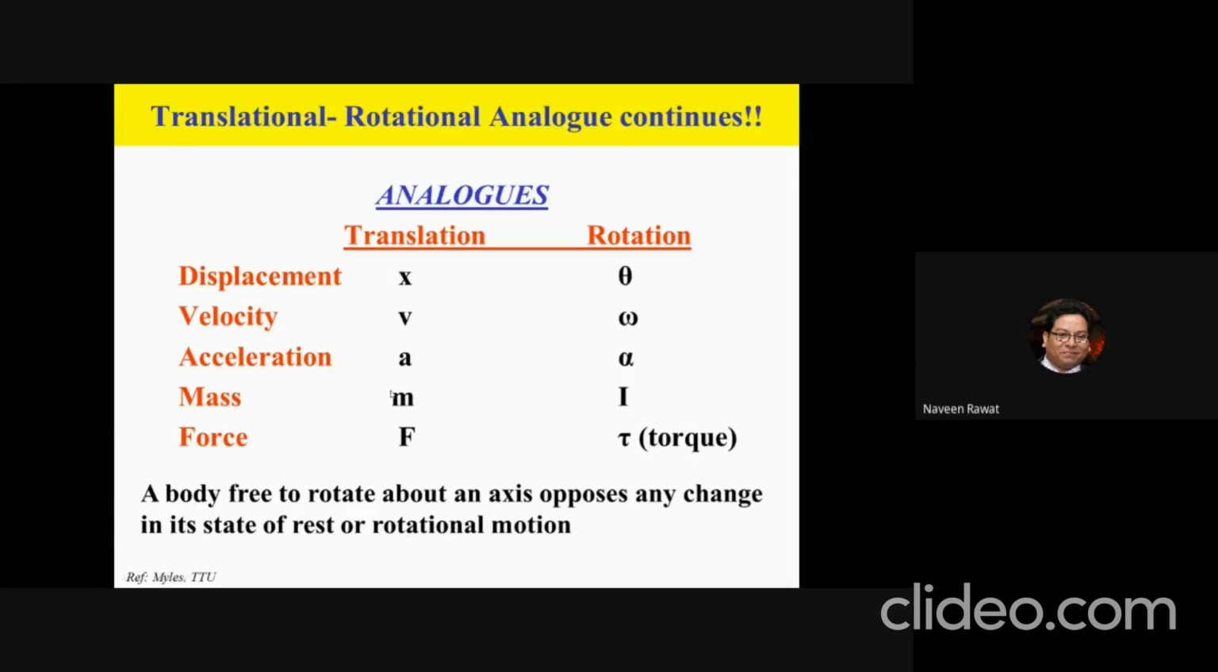Two more terms. One of them is the mass. Mass is related to your I, which is your moment of inertia. It is a one-to-one analog. Same, it is causing resistance to rotational motion. And you had force when you were doing translational motion, and now you have torque when you're doing rotational motion.